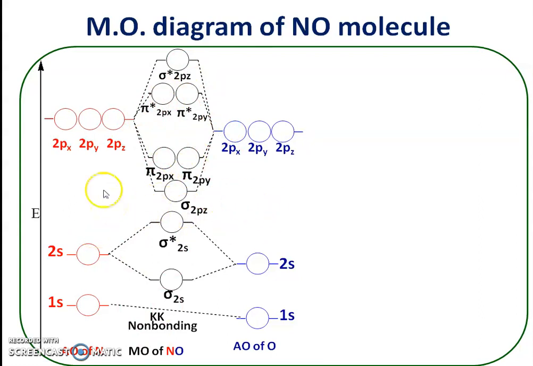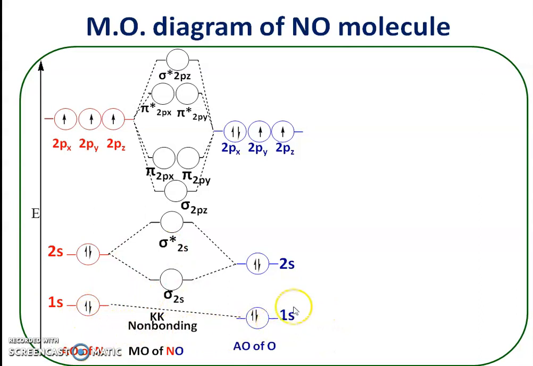Now we start the filling of electrons. Nitrogen has 7 electrons. This is the first electron, second, third, fourth, fifth, sixth and seventh. Oxygen has 8 electrons: first, second, third, fourth, fifth, sixth, seventh and eighth. So these are the electrons of nitrogen and oxygen.